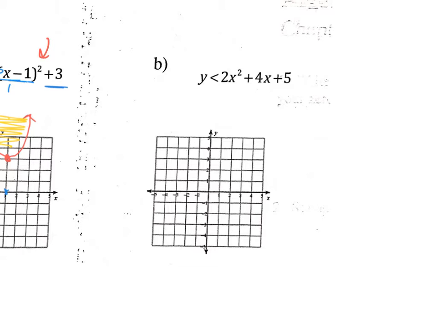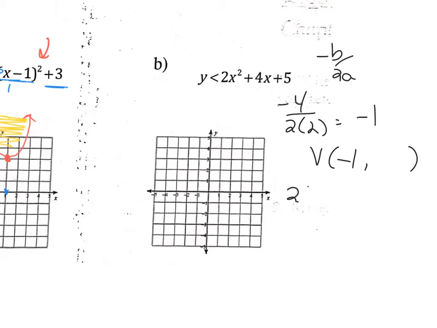Same deal here. This one, though, is not in vertex form, so I'm going to do negative b over 2a to find my vertex. I've got to have my vertex. So negative b over 2a would be negative 4 over 2 times 2. If you work that out, you get negative 1. So my vertex is going to be negative 1, something. I've got to find the y, and the way I'm going to do that is plug the negative 1 back in. So I get 2 times negative 1 squared plus 4 times negative 1 plus 5. That's 2 minus 4 plus 5, which is 3. So my vertex is negative 1, 3. I'm going to go there.